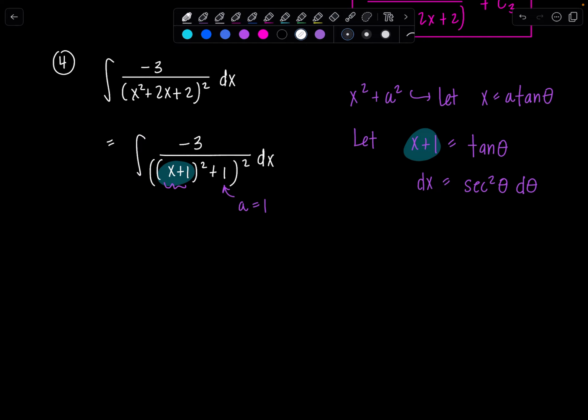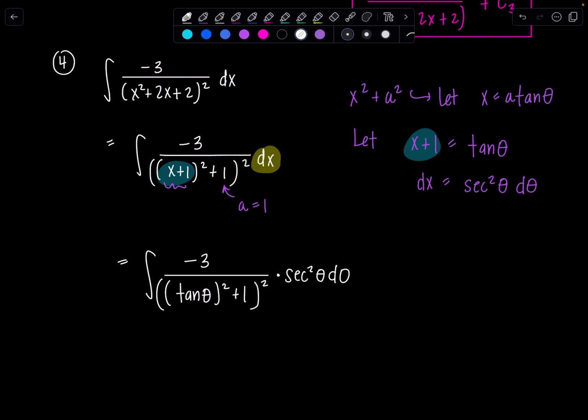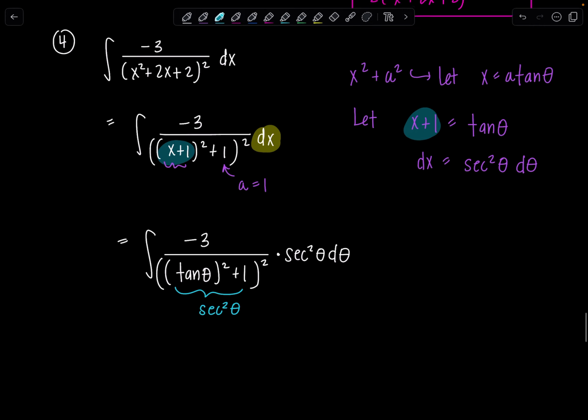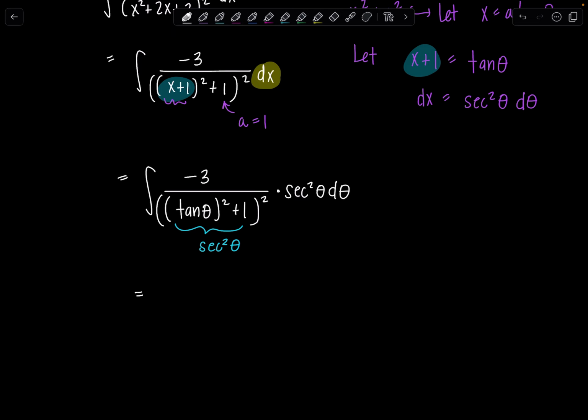Okay, let's rewrite the integral now in terms of theta. So I still have negative 3 over, instead of (x plus 1) squared, that's going to be tan squared theta plus 1, and then this is all squared. And then my dx is secant squared theta d theta. Okay, very good. Now the whole point of doing trig sub is so that you can use a Pythagorean identity to simplify the integrand. And I know tangent squared theta plus 1 is secant squared theta, and that's all getting squared again.